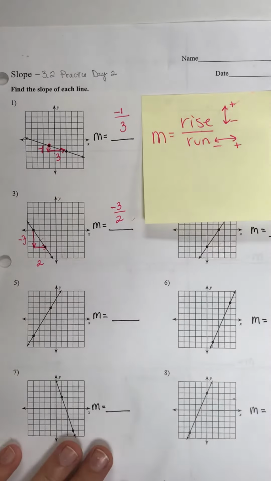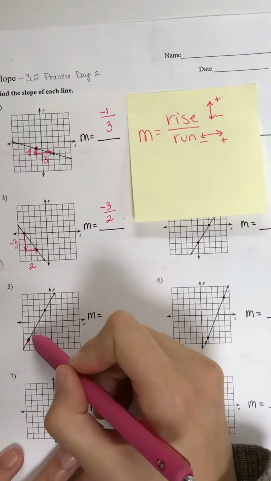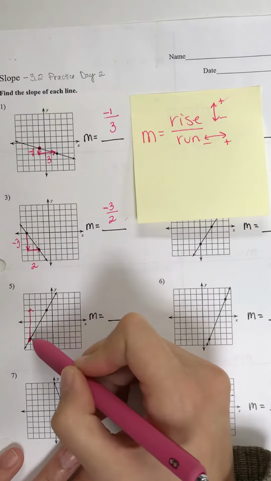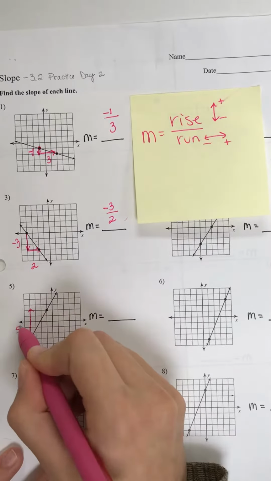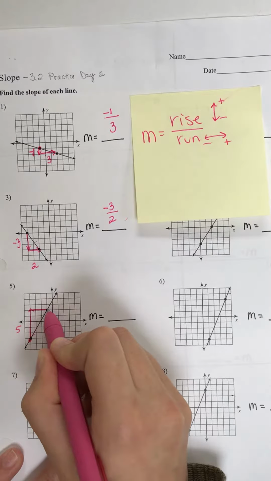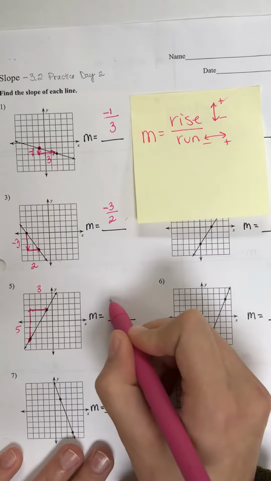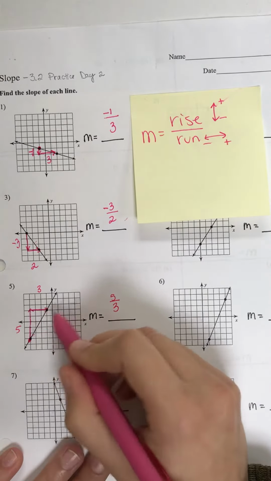If you look at example 5, if I start at my leftmost point, I actually have to travel up this time in order to get to my other point. And I travel up 1 block, 2 blocks, 3 blocks, 4 blocks, 5 blocks, which is a +5. And I travel to the right 1 block, 2 blocks, 3 blocks. So my slope is 5 over 3, because it's always rise over run.